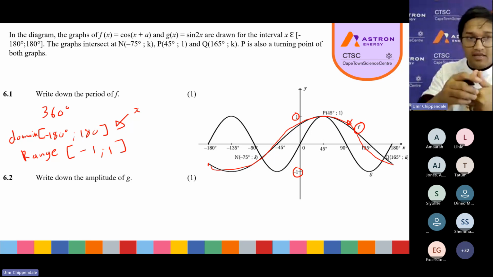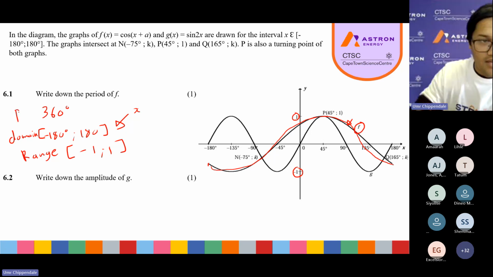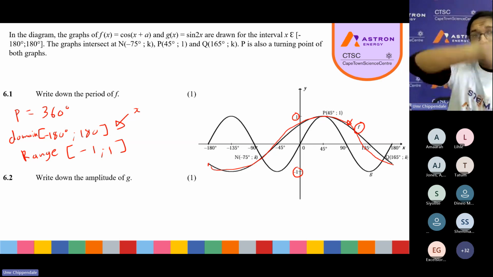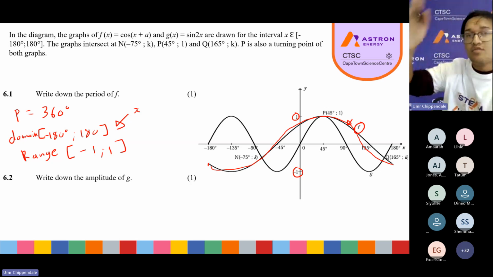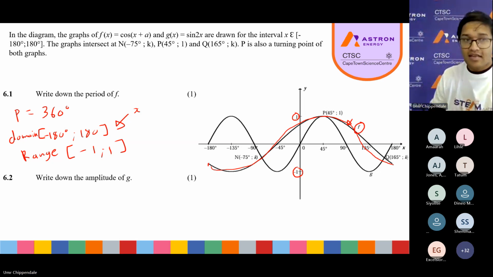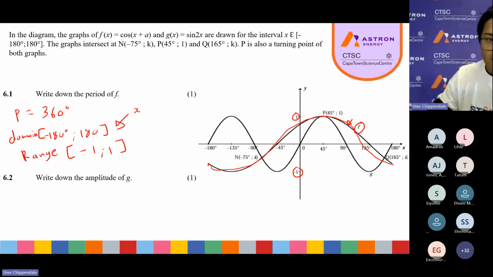It's the domain, and I covered the period. I'll just say P, because everyone can also just answer this P right now. The period is how many degrees it took to complete a full cycle, so the answer is 360. When they ask for the domain, we write it like that. Range, we write it like this, which are all the y values. And then we have the amplitude. Here they are looking for the amplitude of G.